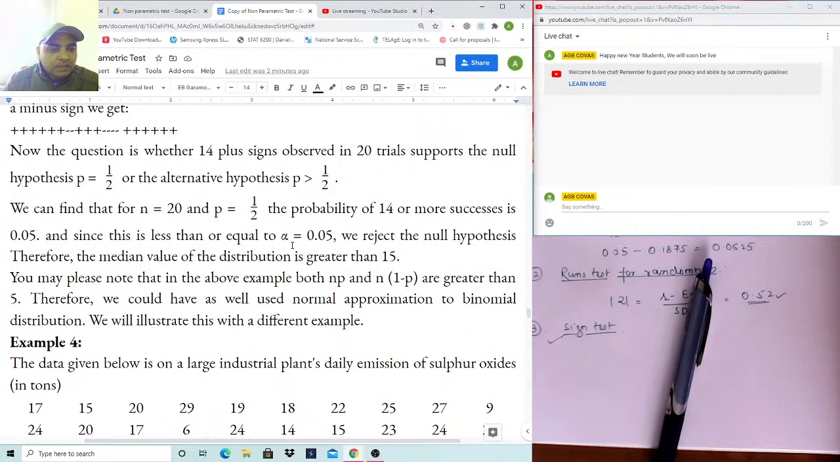Here we will make use of the binomial distribution. We can find that for n equal to 20 and p equal to 1/2, the probability of 14 or more successes is 0.05. Since this is less than or equal to alpha 0.05, we reject the null hypothesis. Therefore, the median value of the distribution is greater than 50. So this is how we do this sign test.